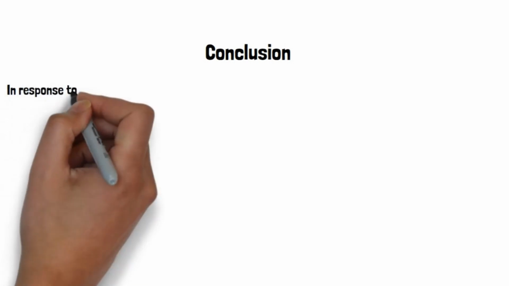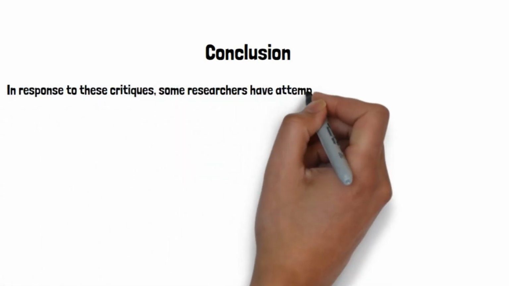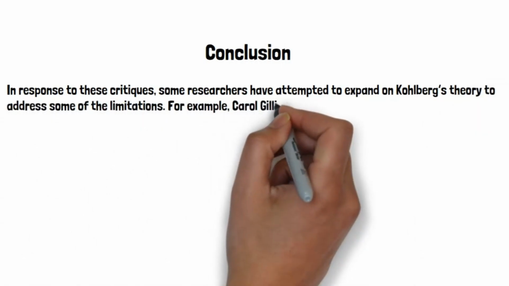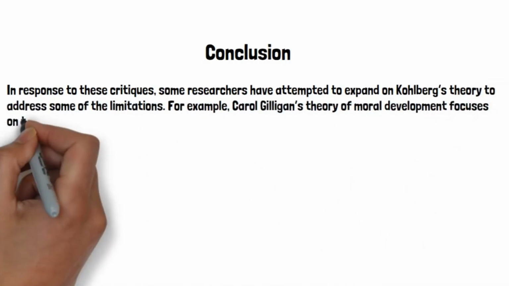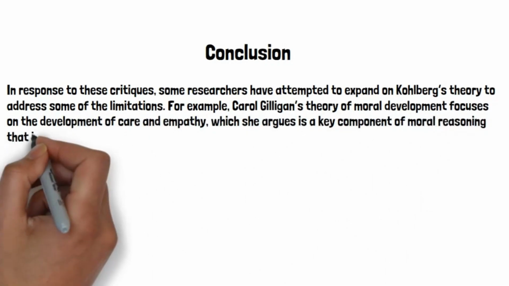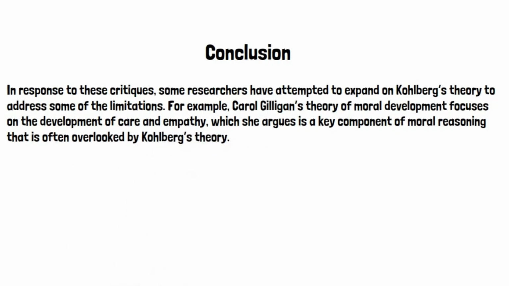In response to these critiques, some researchers have attempted to expand on Kohlberg's theory to address some of the limitations. For example, Carol Gilligan's theory of moral development focuses on the development of care and empathy, which she argues is a key component of moral reasoning that is often overlooked by Kohlberg's theory.